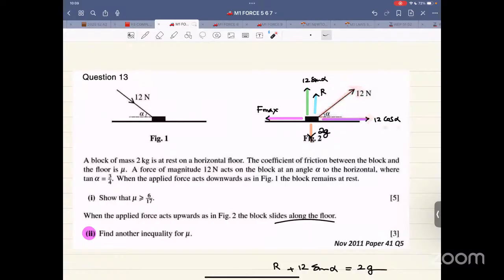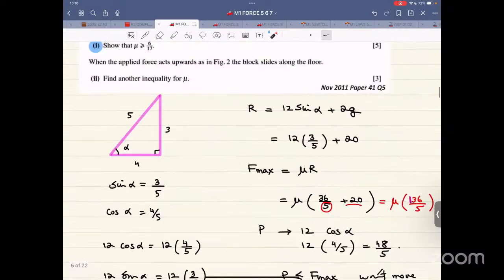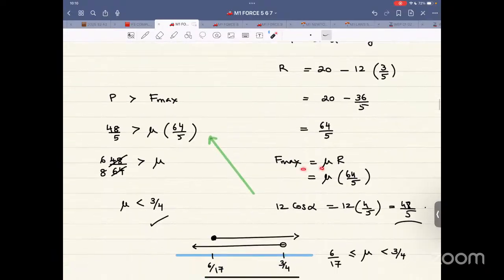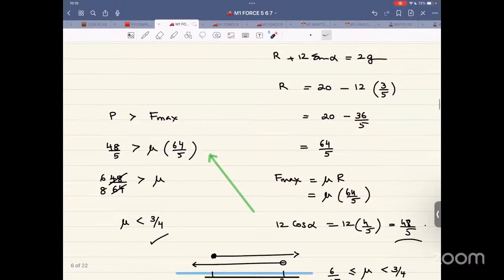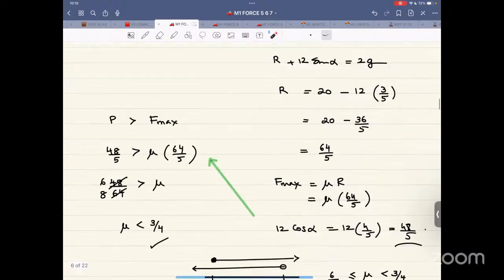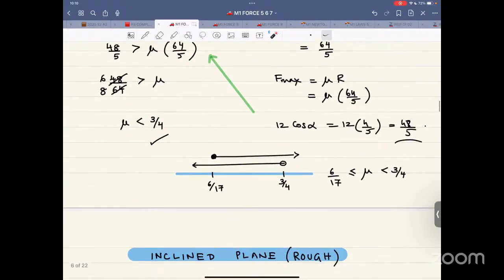The second thing over here: now R is acting upwards. 12 cos alpha to the right, 12 sine alpha up, R is up, 2g is down. Now R plus 12 sine alpha is 2g. Now the value of R will be lesser. This is 64/5. Look over here. This is 136/5 because of that push and the pull. F max is mu R. That is this much. Now it is moving to the right, that means this is greater than this. We just need the inequality. So P is greater than F max, therefore mu is less than 3/4. That's the other inequality.